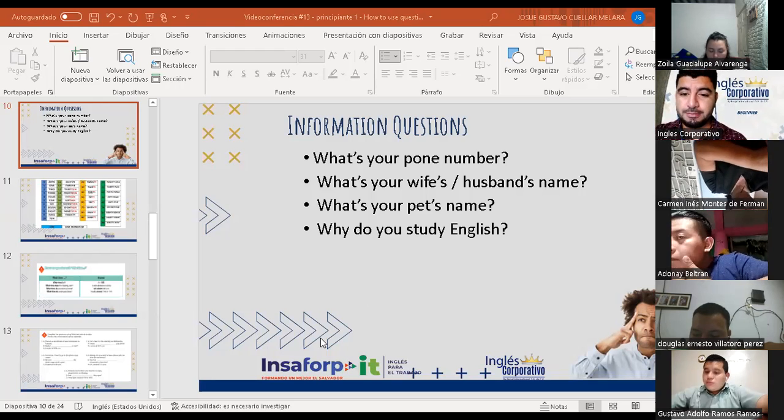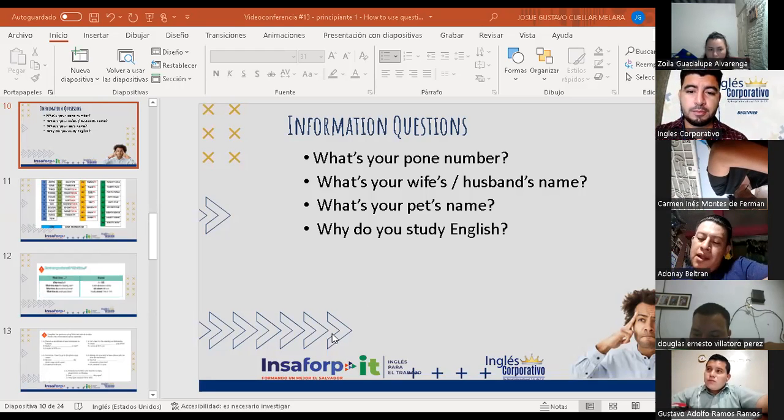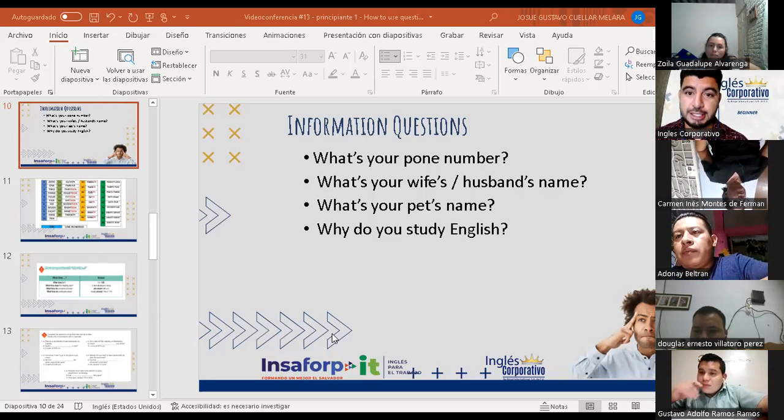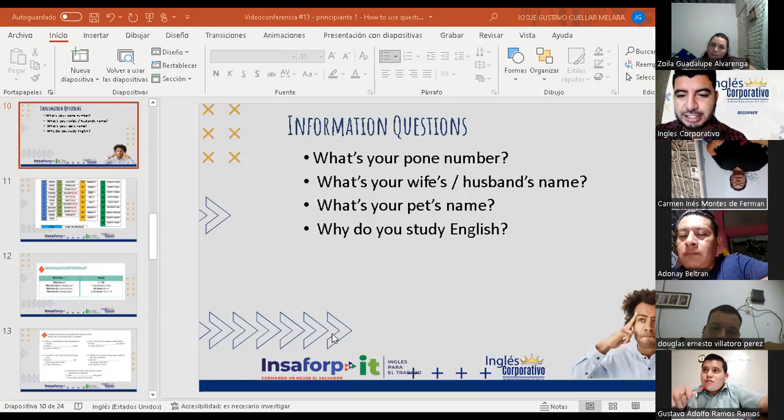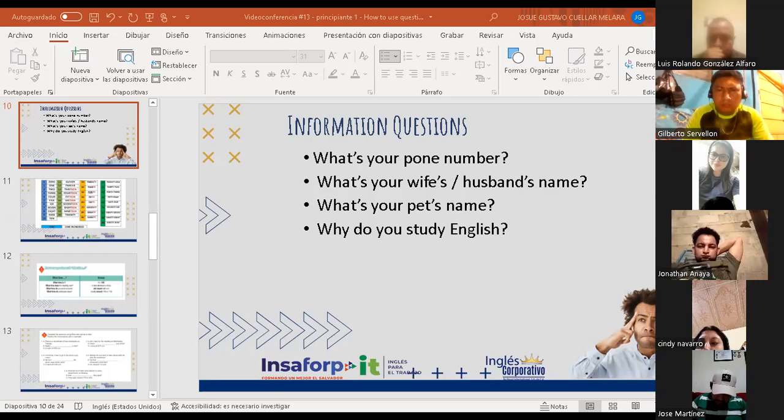Henry, and then Luis. You like dancing? Yes, like that. ¿Quién dijo eso? He or she? He likes dancing. Yes, estamos hablando en tercera persona. Ok, Luis, and then we go with Ivania.